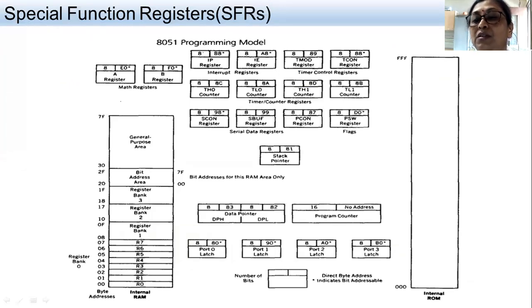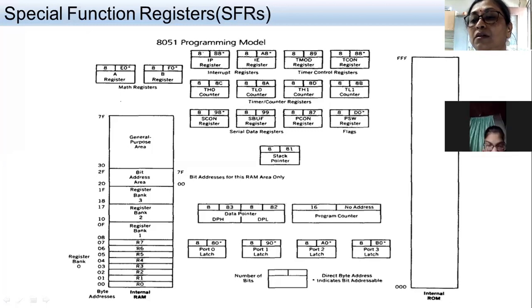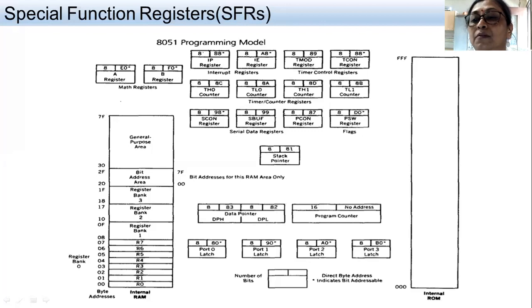Okay, so students, can you observe the screen? Can you observe the screen? Yes, can you observe the screen, students? Yes, tell me, respond to me. Yes, ma'am.